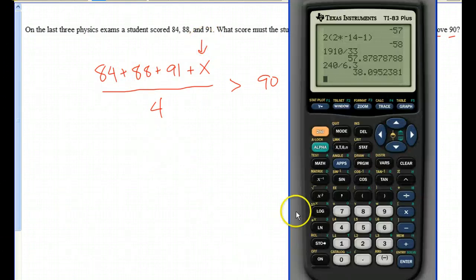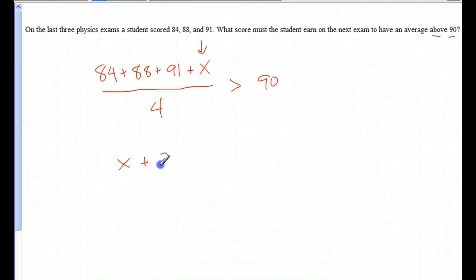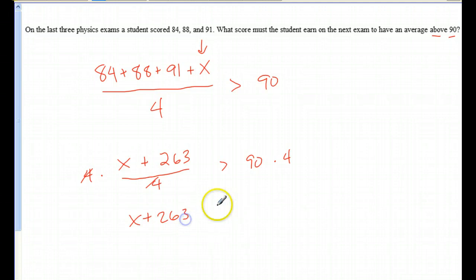Add all these other numbers up. 84 plus 88 plus 91 is 263, so 263 is being added to x. So x plus 263, divided by 4, is greater than 90. Now just clear out fractions. The only fraction here is the 4, so we're going to multiply both sides by 4 to get the fraction out. And I got x plus 263 is greater than 90 times 4, which is 360.